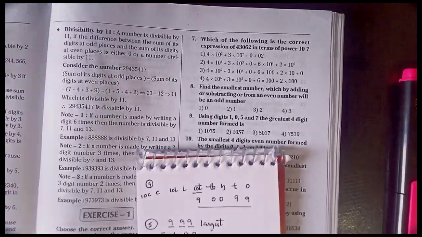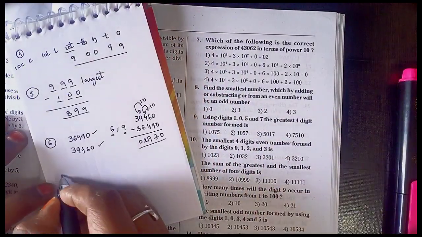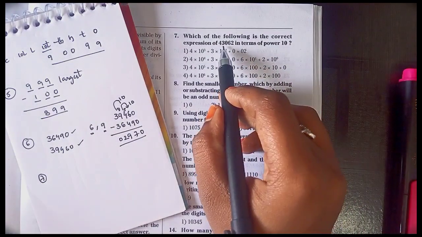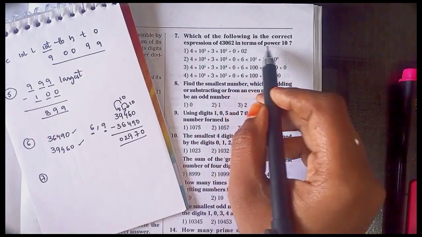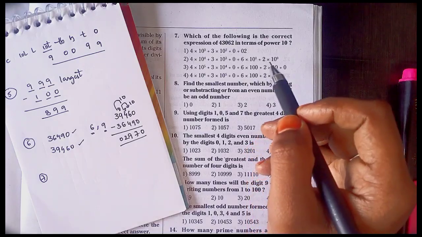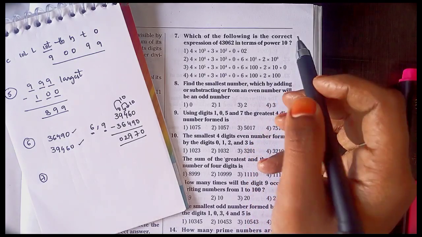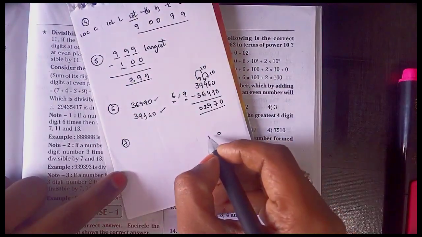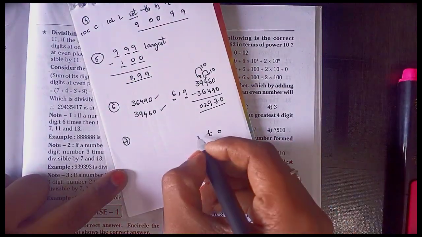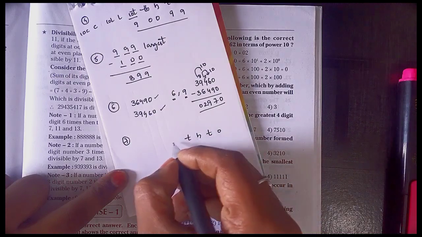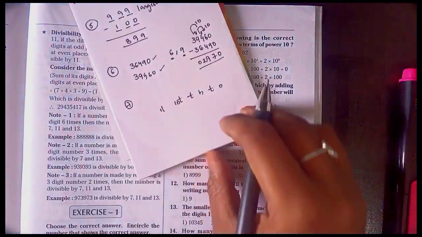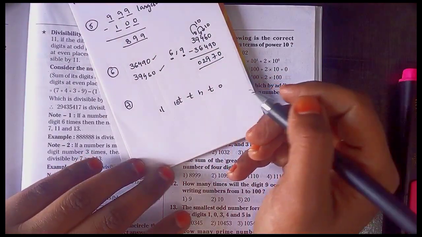Let's go to the seventh one. Here the seventh question is, which of the following is the correct expression of 43062 in terms of powers of 10? Here we have powers of 10 for every place value, like ones, tens, and then hundreds, thousands, 10,000, and 1 lakh. So we know all the place values of these numbers.